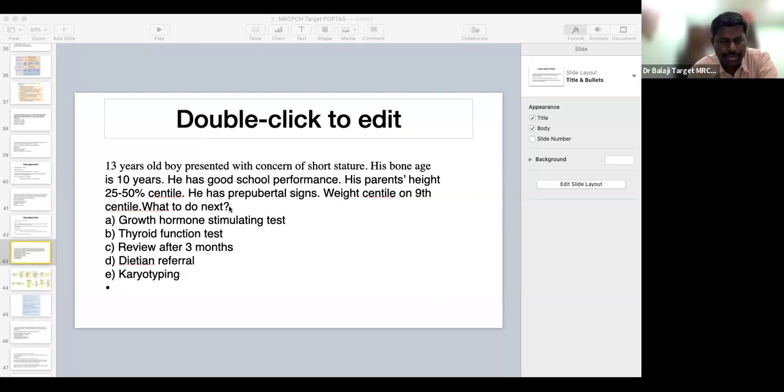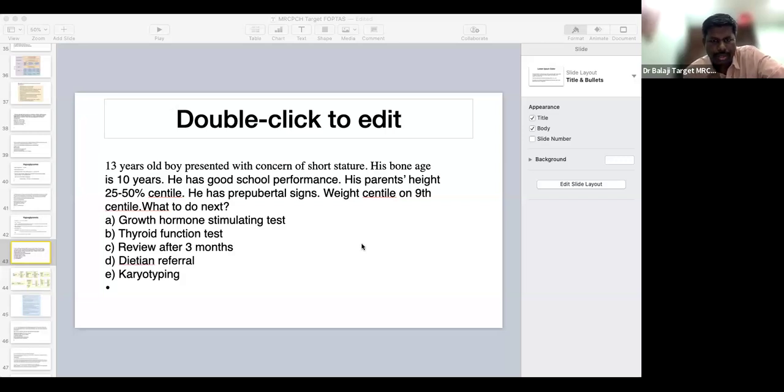Many times they will ask you this only. They might not ask you the best investigation or the investigation that will clinch the diagnosis. They will ask what to do next, as per protocol. So who wants to take this?